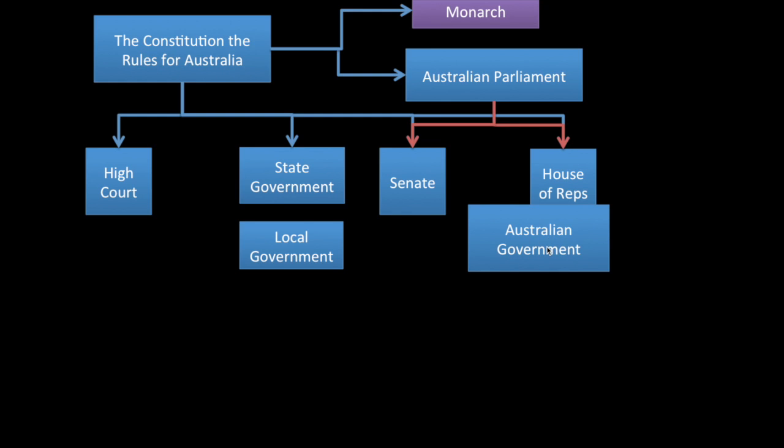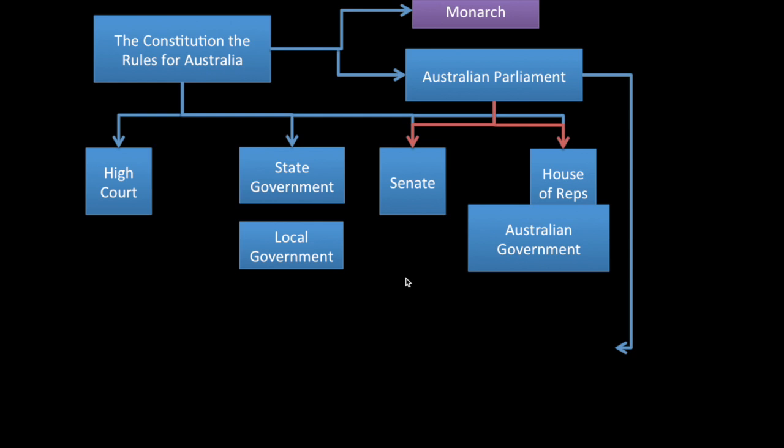So there are lots of different parties in the Australian government. There are 2 primary parties in Australia, the Coalition or the Liberal Party and the National Party. They come together to form what's called the Coalition, and the Labor Party. So here you can see more easily the 3 tiers of government. So the Australian government, the state government, and the local government.